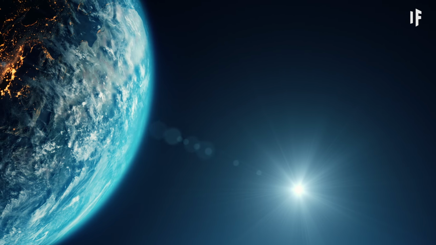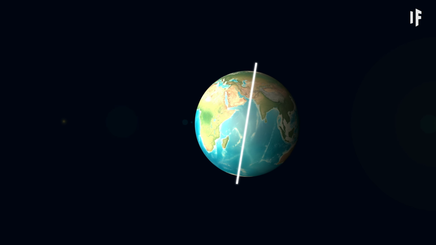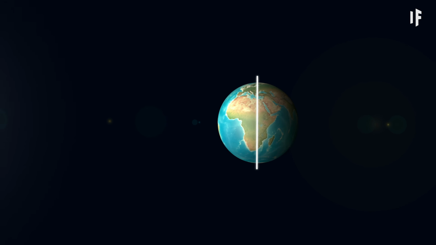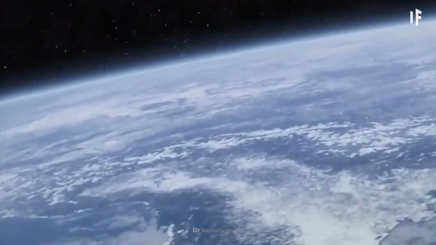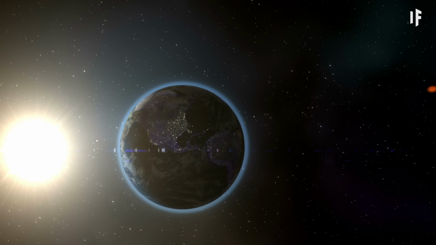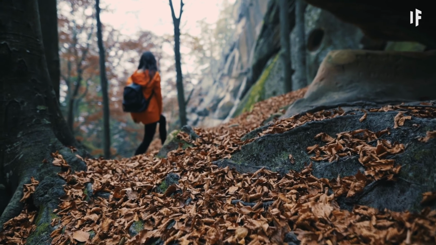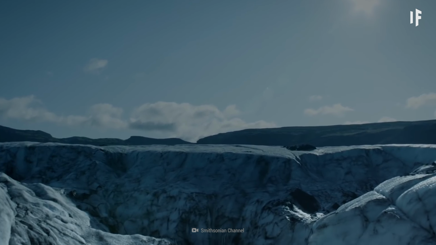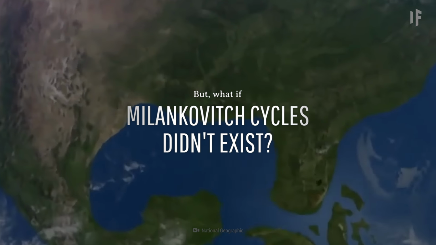Over a century ago, Milankovitch hypothesized that changes in the Earth's orbit, the angle of its axis, and the direction of its axis are what create long-term changes to the climate. Known as Milankovitch cycles, they create the seasons we know well and the ice ages that we're glad to have skipped. But what if Milankovitch cycles didn't exist?